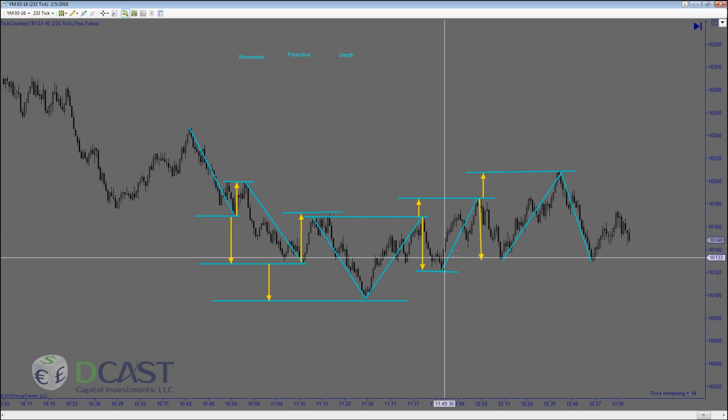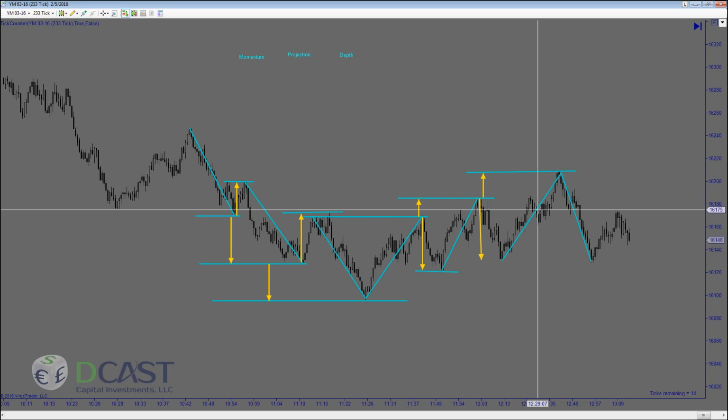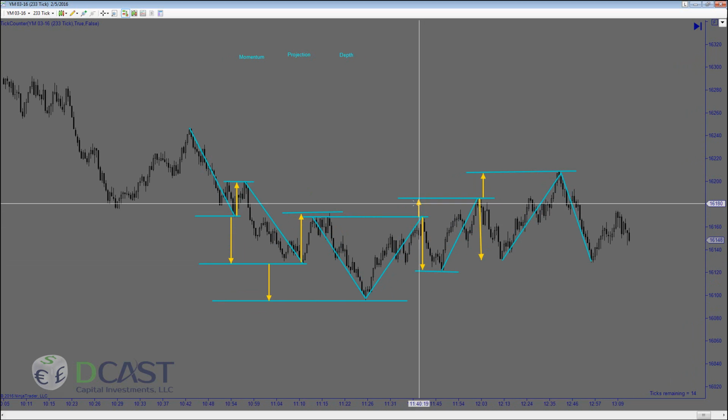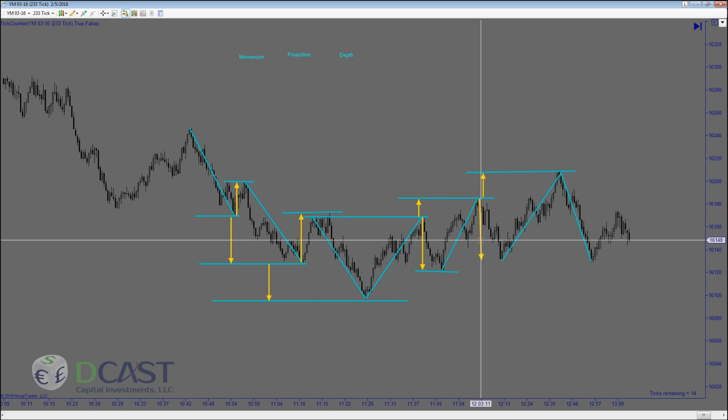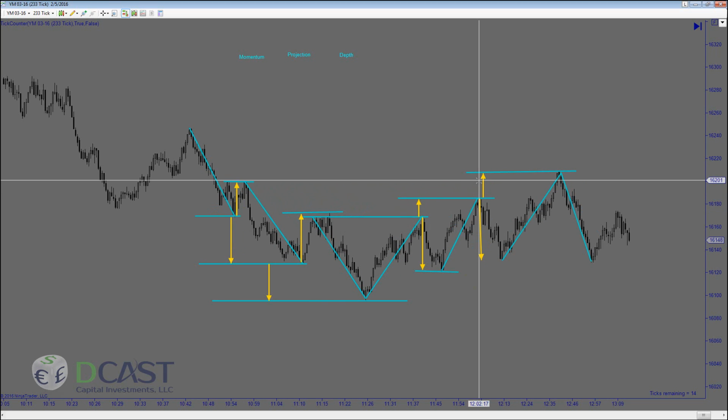Okay? A weak complex correction in the grand scheme of things that was met with what looked like a lot of strength, like a trend that will possibly continue. But when you assess the momentum, the projection, and the depth, we have 2 out of the 3 things, and even the third thing was very weak and in favor, that said this thing is not gaining strength. We're just weakening, we're deteriorating.